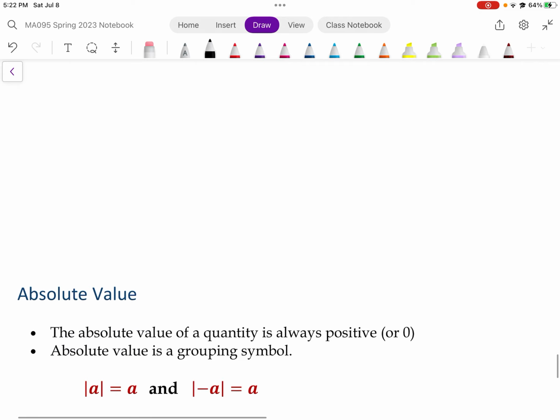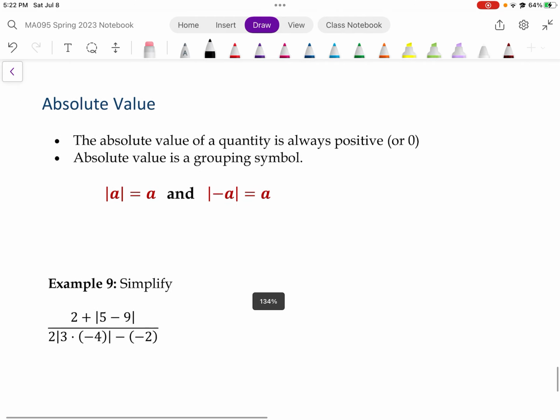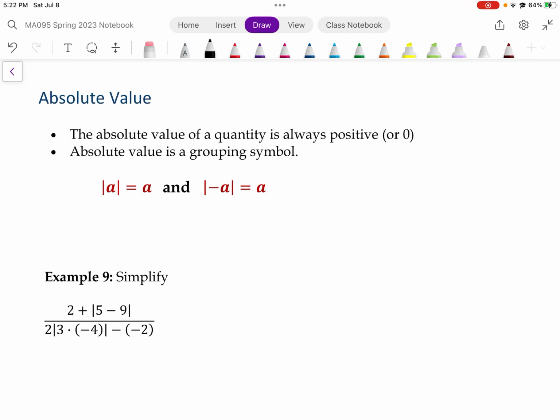Okay, absolute value. So the absolute value of a quantity is always positive or 0. Absolute value of 0 is 0. Absolute value is also a grouping symbol. So we have one more. We have a fraction bar, we have a radical sign, and we have an absolute value sign. So you can add all of those up above.